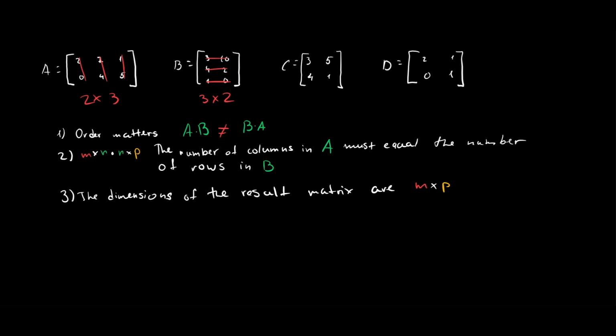Awesome, let's take a look at a few examples to see if we can multiply some matrices. The dimension of matrix C is 2 by 2, and the dimension of matrix D is 2 by 2 as well. Let's see if we can multiply A and B. Matrix A has 3 columns, and matrix B has 3 rows. So in this case, we can multiply those two matrices, and the result will be 2 by 2.